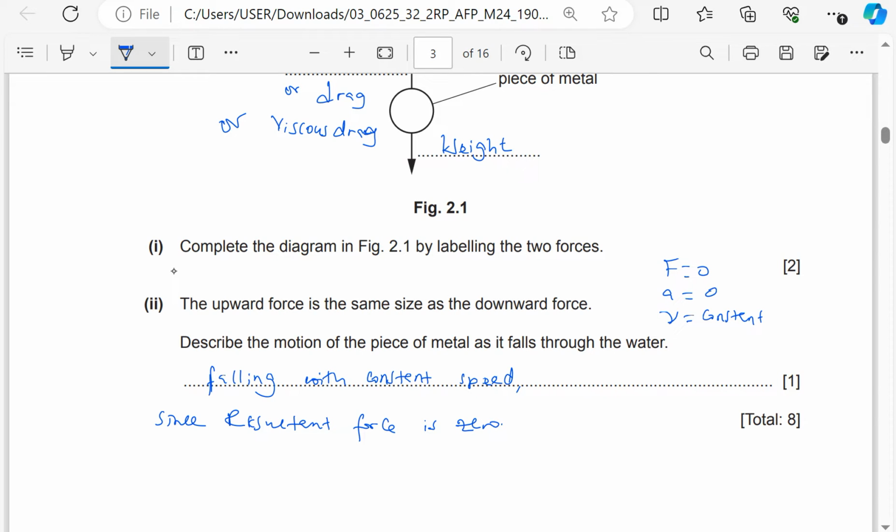So whenever a body has no resultant force, it moves with a constant speed. Because the upward force is equal to the downward force, the resultant force is 0, so the speed is constant.